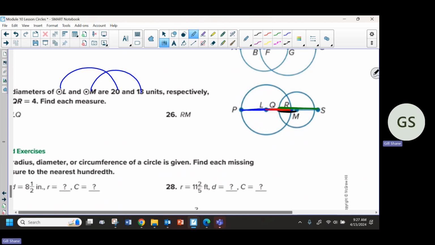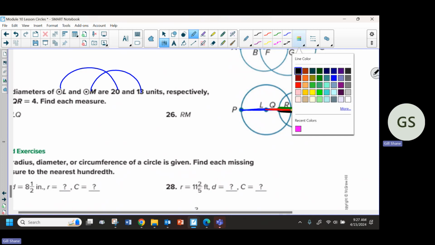Again, it gets kind of crammed when I'm doing the video, but there's one little segment. Here, I'll do it in yellow. This segment right here, we don't have a length for. I think they tell us QR is 4. Yeah, you can kind of see it over here. QR is 4.